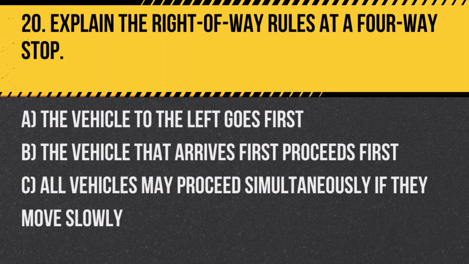Question 20. Explain the right-of-way rules at a four-way stop. A. The vehicle to the left goes first. B. The vehicle that arrives first proceeds first. C. All vehicles may proceed simultaneously if they move slowly.